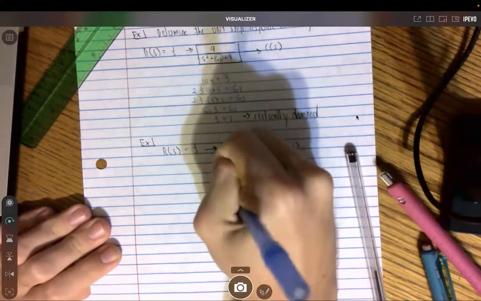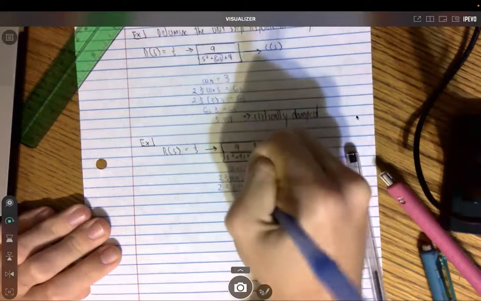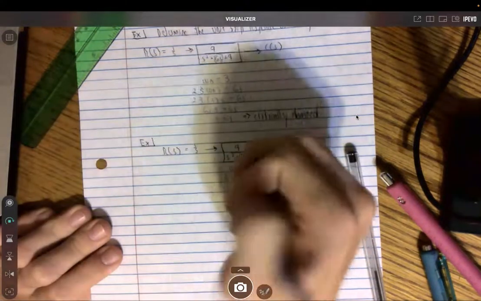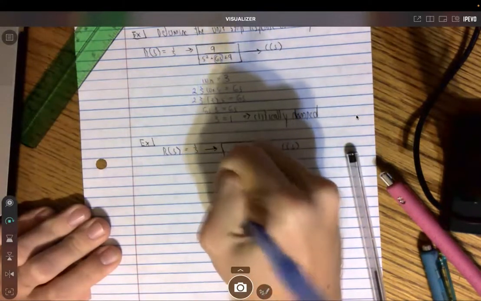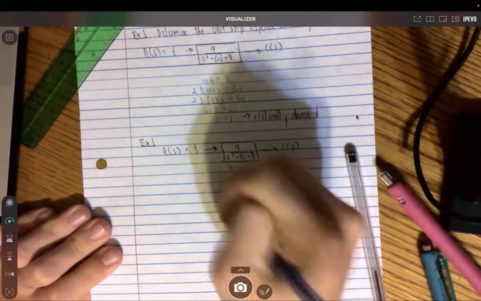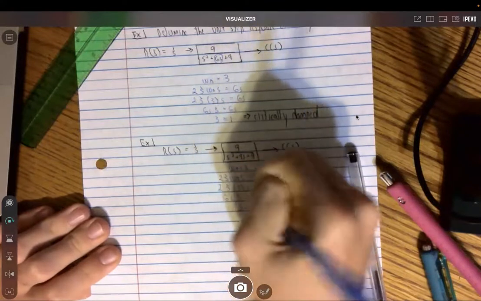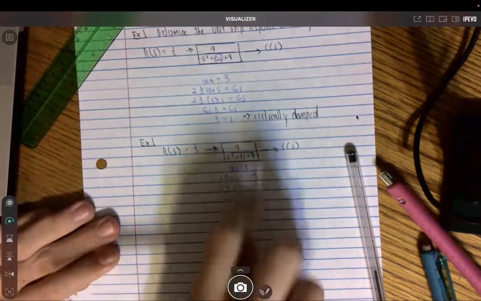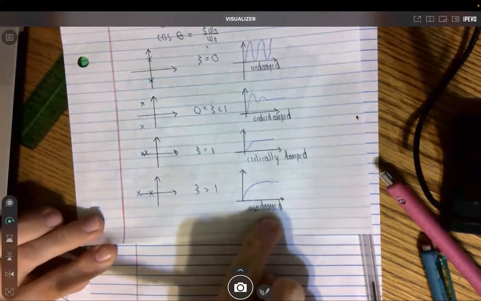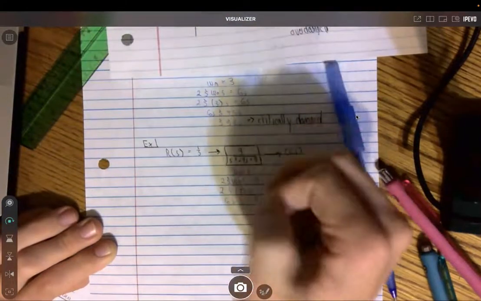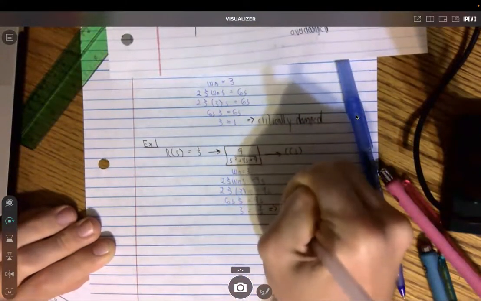Plugging in for omega n, we're going to get the result. What do we see here? It's going to be 6s zeta is equal to 9s. And divide by 6s, you're going to get zeta equal to 3 divided by 2. And so we're going to notice that this response will be overdamped, and these are what our poles will look like. So that's just the different types of scenarios that you might be asked to identify.